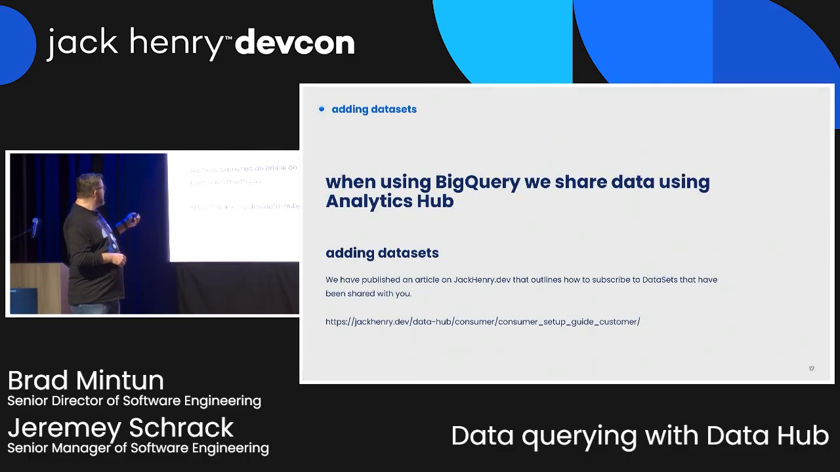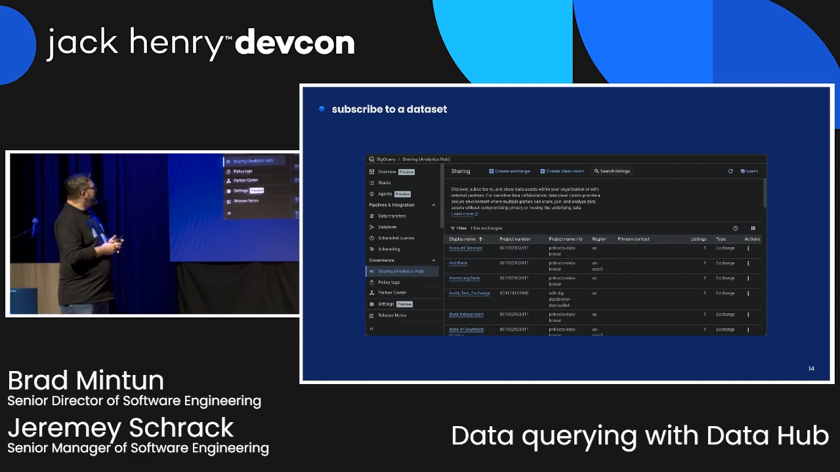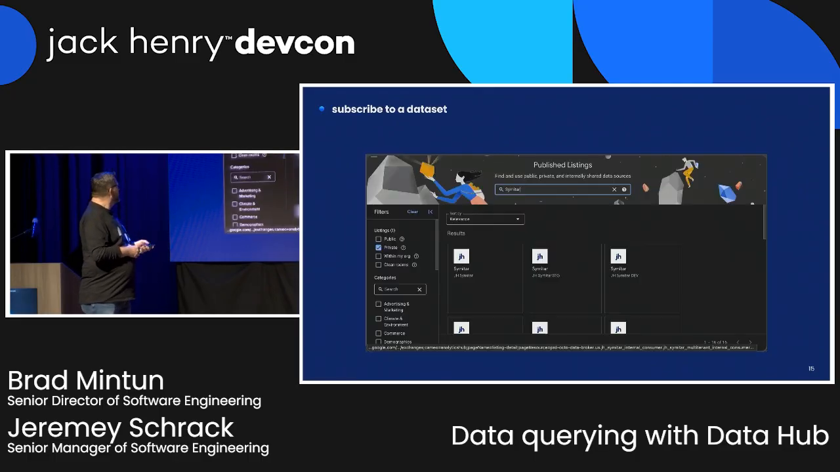Sharing. Going back, we do have a guide out on Jack Henry Dev. I know that's kind of small, but on Jack Henry Dev, we do have instructions on how to access the sharing. So first you go into BigQuery and then you go to sharing, Analytics Hub, and you click that. And then you come to a screen like this. You click on the search listing button there at the top that's highlighted. Search for the data set that you want, check the private box, and then the list of Jack Henry data sets that we've shared with you will pull up.